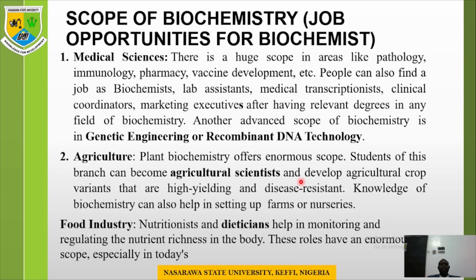Scope of biochemistry: medical sciences, I have said it, and agriculture. When we say medical sciences, in medicine, if you go to the hospital, we have different units. We have the doctor. The doctor himself requires the knowledge of biochemistry and the knowledge of physiology before he will be able to know that there is an abnormal situation in the biological system. We have pathology. It can be, we have chemical pathology.